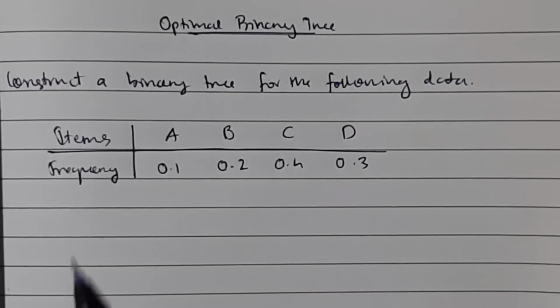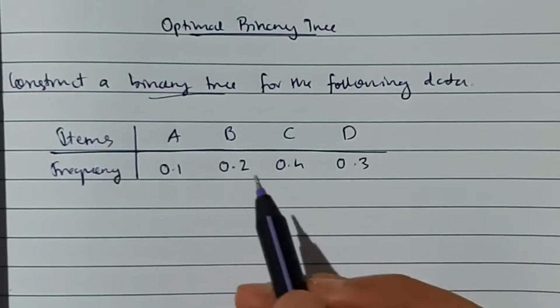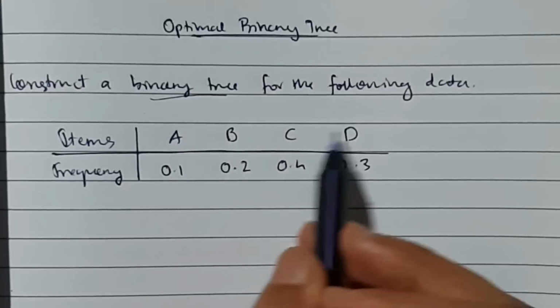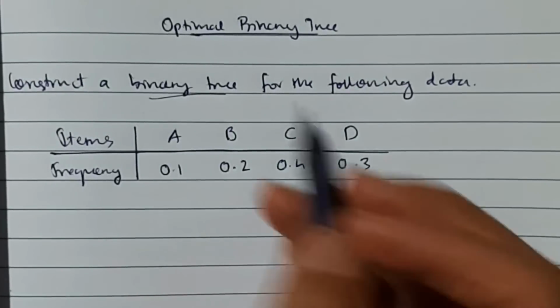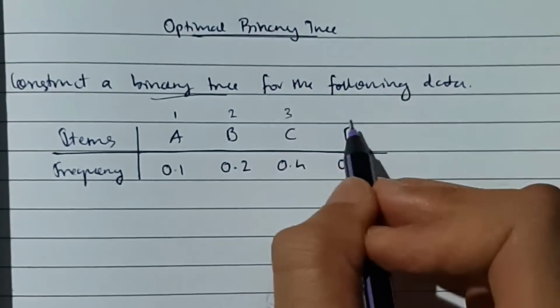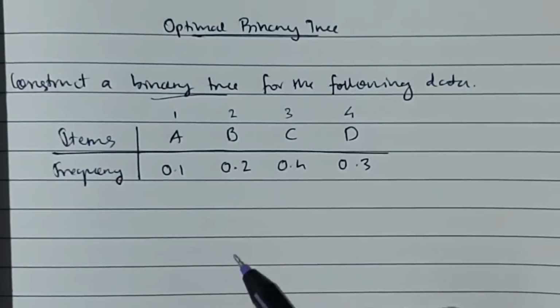This is the question which is given to us: to construct a binary tree for the following data. Okay, so two things are given to us, items and frequency, and for each of the items I'll be taking some numbers. Like for A I'll be taking 1, for B it is 2, C it is 3, and D it is 4. Take in increasing order. Okay, take 1 to 4, it will be easy.